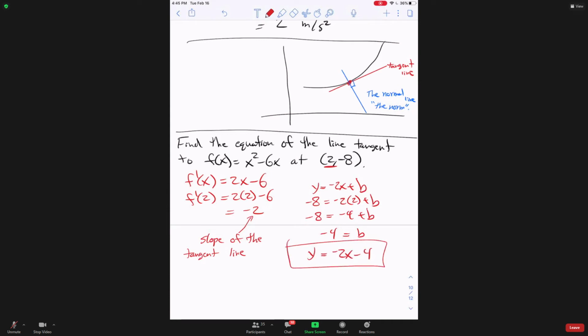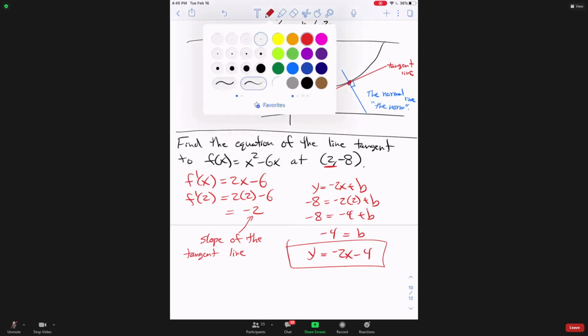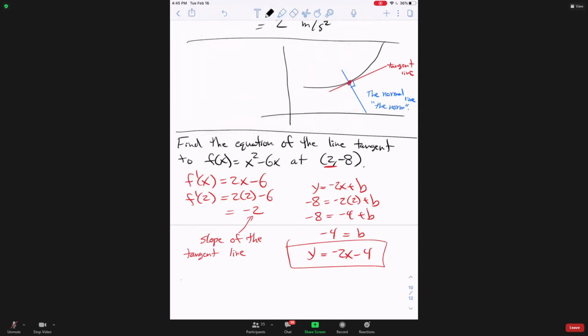So now we got to figure out b. Well, you know it goes through 2, -8. Add 4 to both sides. So once you get b equals -4, y equals -2x minus 4. All right. So now we'll do finding the equation of a normal line example.